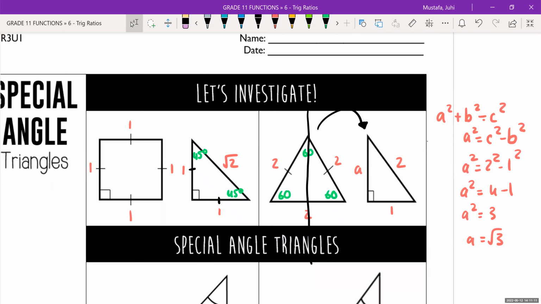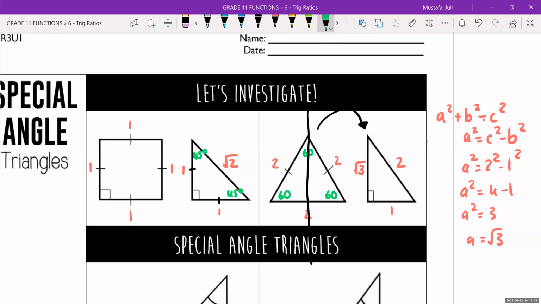It doesn't matter. You can call it a or b. And the point of this is telling you that this is the square root of 3. C has to be the longest side, and then the other 2 are interchangeable. You can call them whichever one, A or B.